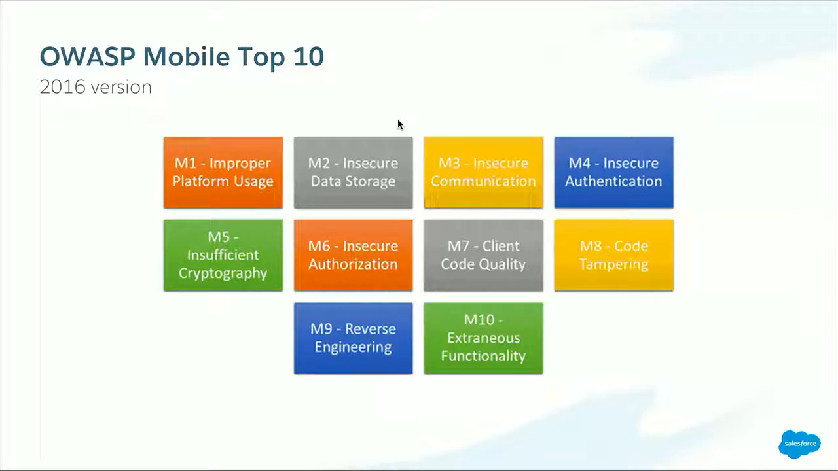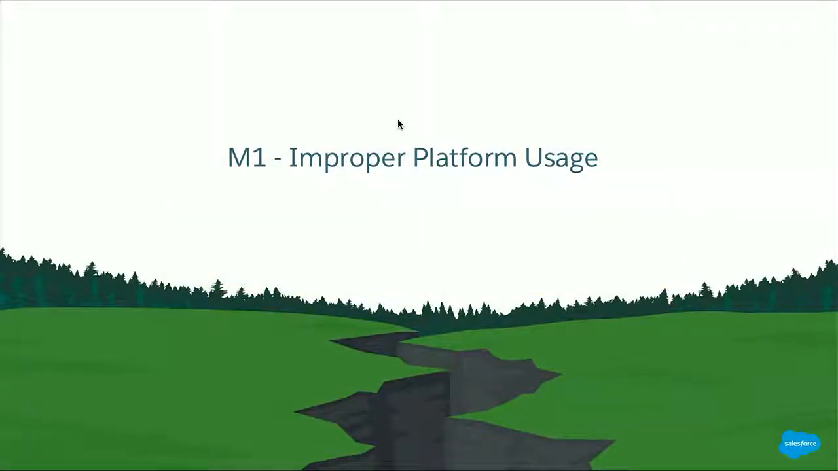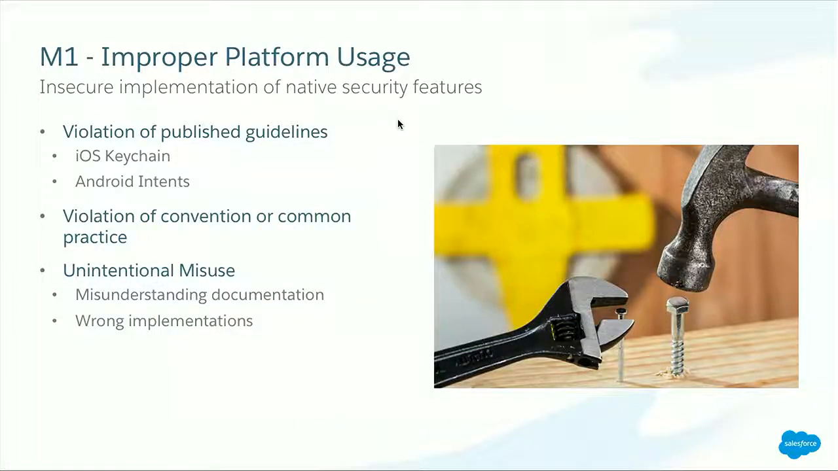So we're going to go one by one, explain them briefly, see what the consequences are, and then talk about how the mobile SDK helps you prevent it or helps you just not to commit those mistakes. Let's start. Top one. This is the most common vulnerability we find in mobile devices. So improper platform usage. What does this mean?